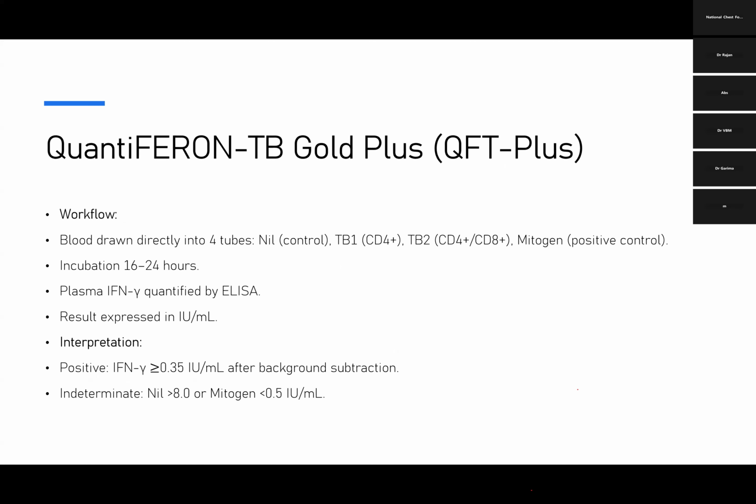Now, QuantiFERON TB Gold is blood directly drawn into 4 tubes. One is the nil control, one is TB1, CD4 plus, TB2, CD4 plus and CD8 plus, and mitogen, that is a positive control. You incubate it for 16 to 24 hours, and then quantify the plasma interferon gamma level by ELISA, and the result is expressed in international units per ml. How do you interpret? If the interferon gamma is more than 0.35 IU per ml after background subtraction, it is positive. It is indeterminate if nil is more than 8, or mitogen is less than 0.5.